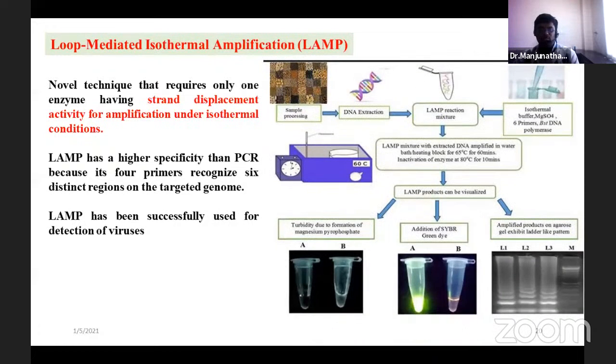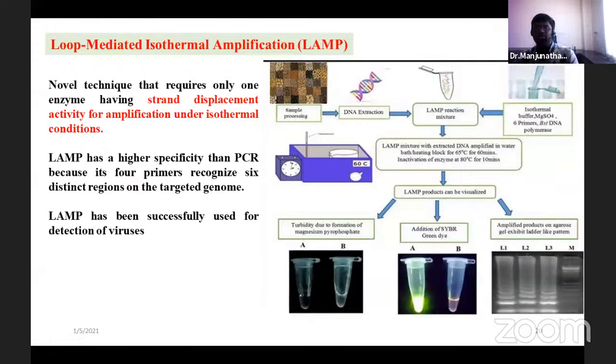So this is the flow chart of the LAMP method. Here, for example, you take a seed sample for processing and extract the DNA. Then you add the template into the LAMP reaction mixture. You keep it at a constant temperature, that is 65 degrees for 60 minutes. Later on, inactivate the Bst polymerase at 80 degrees for 10 minutes. Then we can observe whatever amplification happened in the LAMP reaction.